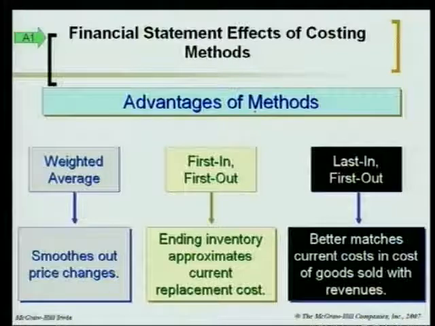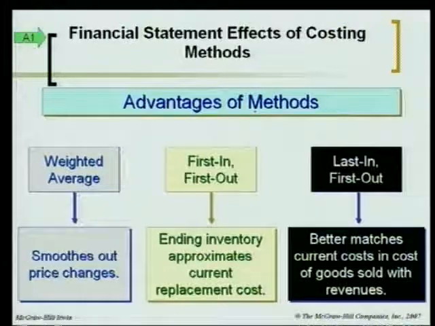Well, that would make sense that the ending inventory approximates current replacement cost, because the last in is still here in ending inventory, and the last here is probably a lot closer to what the replacement cost is than anything, right? The last price you paid is still here in ending inventory. Thus, ending inventory approximates current replacement cost.